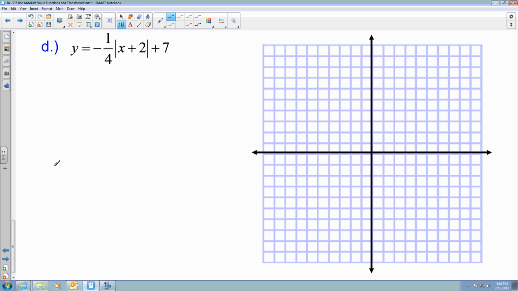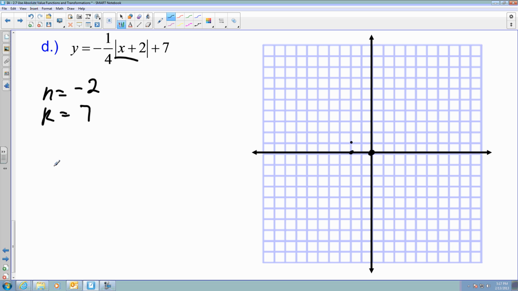Here for D, not only am I going to have either a stretch or a shrink, but I'm also going to have a shift in my vertex, which means I'm getting an H and a K here. So here I got x plus 2, which means it's the opposite, so my H is -2. My K is at a +7. So looking at usually my parent function is at 0, 0, which means I'm going to shift my vertex 2 units to the left and 7 units up.